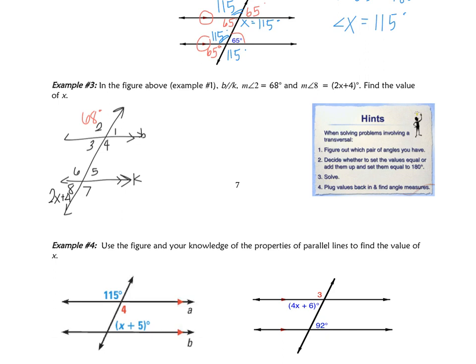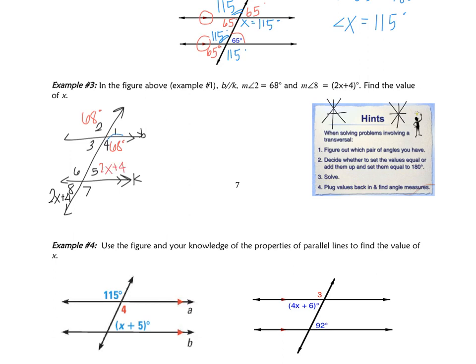Okay, my little hint and trick over here. When solving problems involving a transversal, figure out which pair of angles you have. Well, looking at 2 and 8, they are not related at all. They are not corresponding, not alternate interior, not alternate exterior, and definitely not consecutive interior. So my next step, decide whether the values are equal or add up to 180. Well, they don't relate at all. So here, bring in your vertical angles. If angle 2 is 68, that means angle 4 is also 68. If angle 8 is 2x plus 4, that means angle 5 is 2x plus 4.